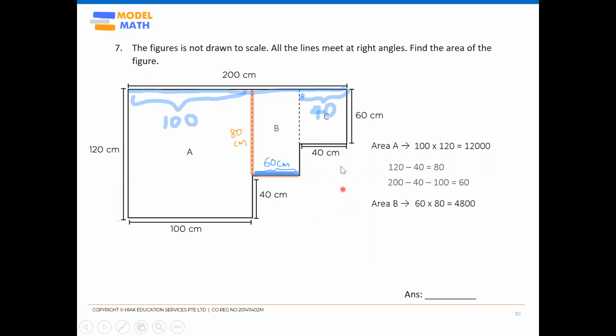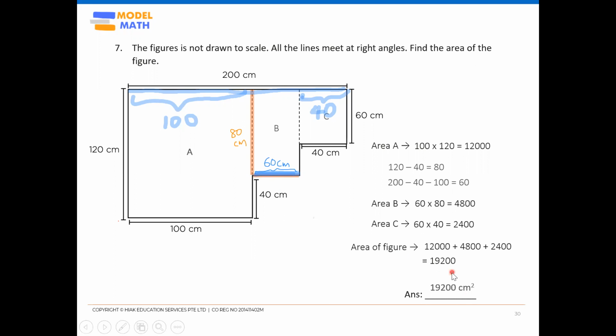Lastly, for rectangle C, do I already have the length and breadth? I think it's pretty clear-cut, 40 and 60. So go ahead and find your area of C, 40 times 60. Now you have all three rectangles' areas. Now you find the area of the whole figure simply by adding up these three areas. And there you go, 19,200.